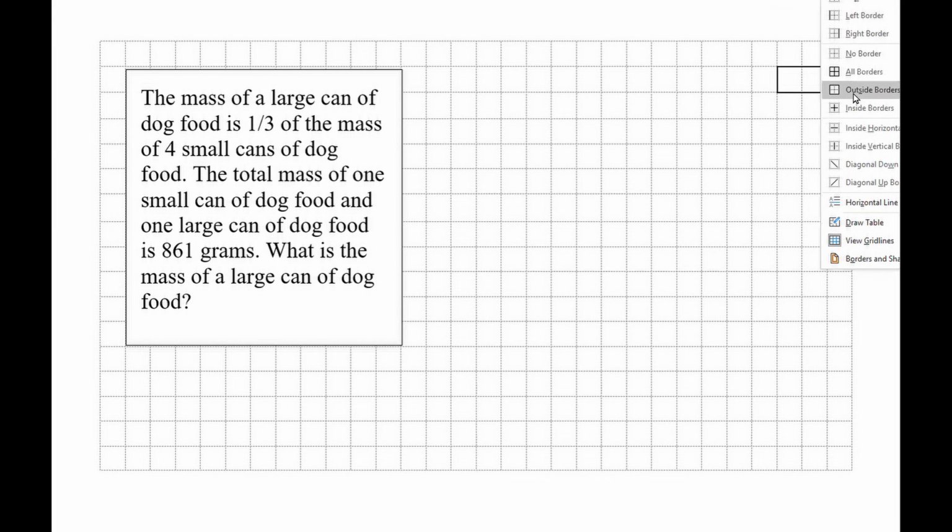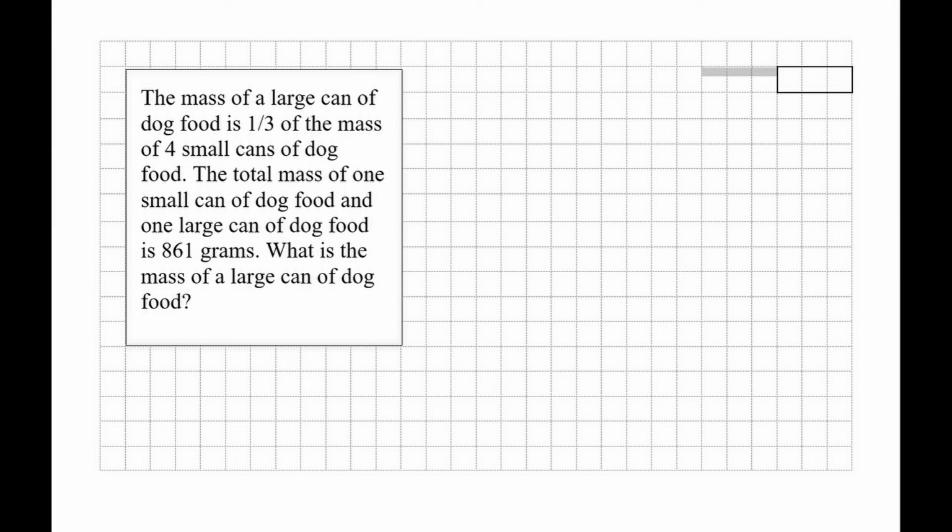So this is one small can. Here's my second small can, third, and 4. Now, I need to find 1/3 of this, and that would represent one large can. So let's write small here. So really, I have 4 small cans here.